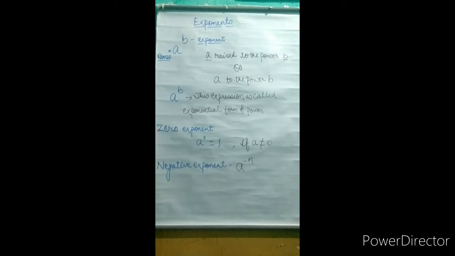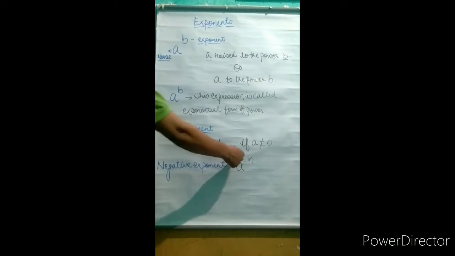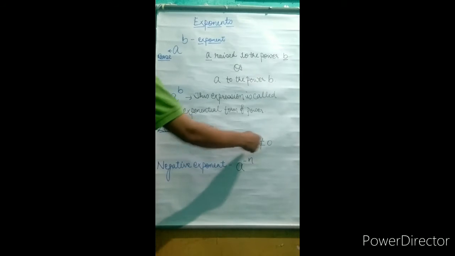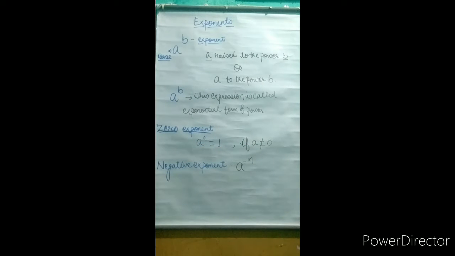So here we have the zero exponent. Zero exponent means any number's power, if it is given 0, its value will come as 1. A raised to the power 0 is equal to 1. But there is a condition that the base should not be equal to 0.